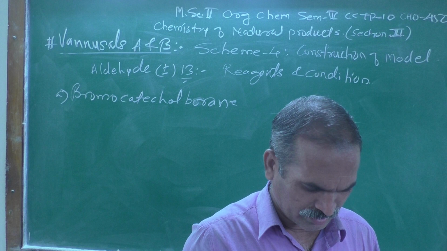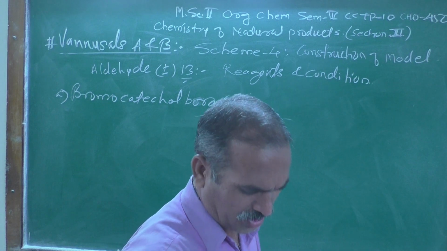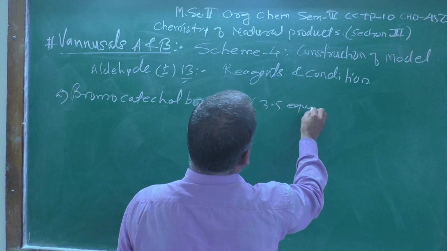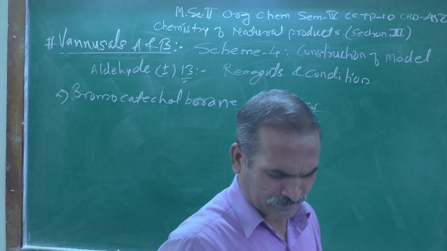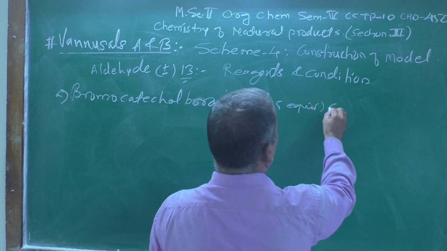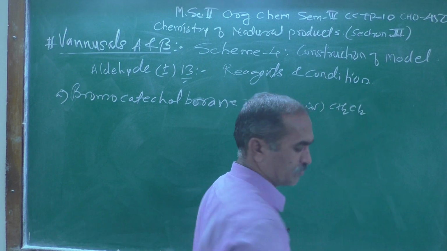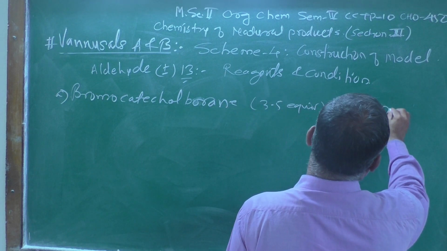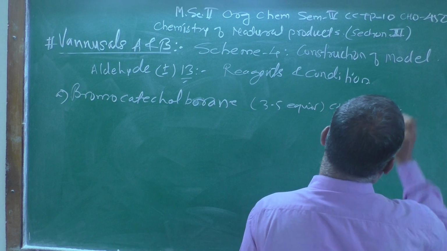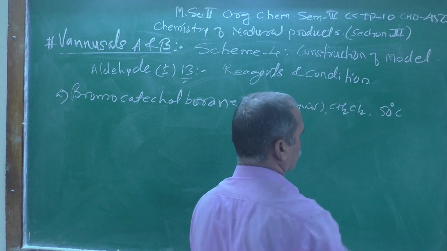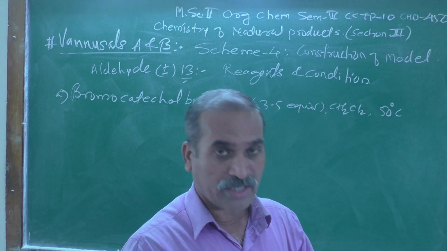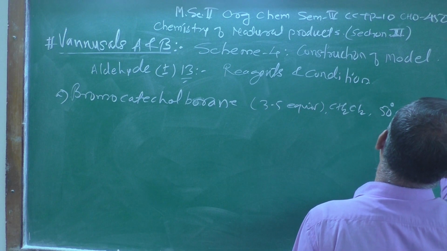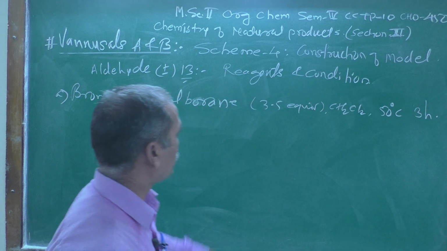And how much equivalent? That is 3.5 equivalent, and the solvent used is CH2Cl2, dichloromethane. For the reaction condition, the temperature is kept at 15 degrees centigrade, and the reaction is stirred for 3 hours. This is the reaction condition.